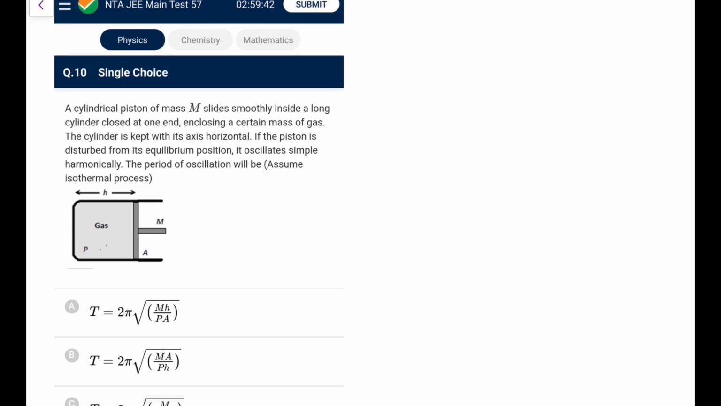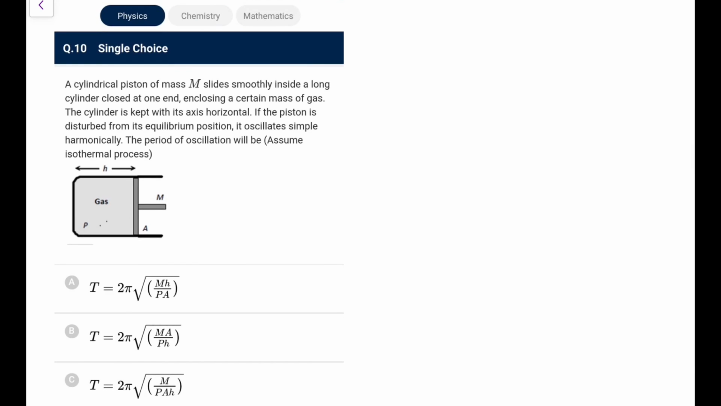Now a cylindrical piston of mass m slides horizontally smoothly inside a long cylinder closed at one end, enclosing a certain mass of gas, and is kept with its axis horizontal. The piston is disturbed from its equilibrium. It oscillates in SHM. The period of oscillation will be, okay, so initially it is at balance and is placed horizontally. The axis of the cylinder is in a horizontal plane. M slides smoothly inside a long cylinder.